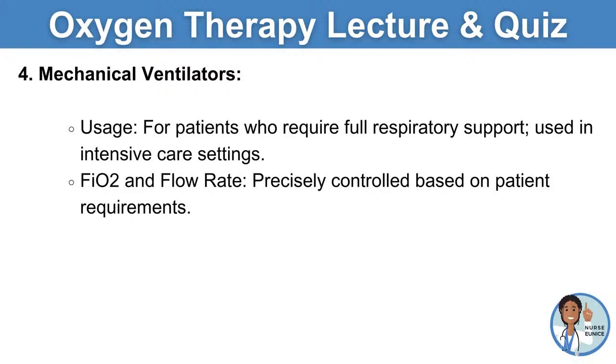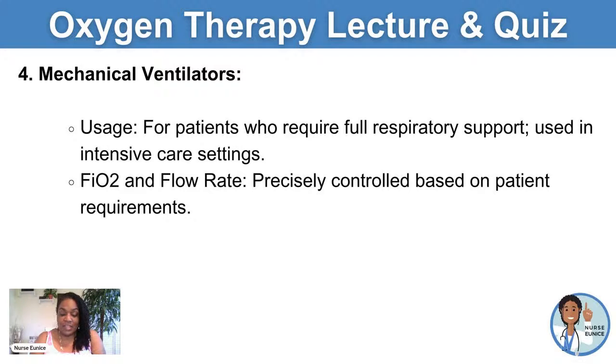For our critical patients, we have mechanical ventilators. These are for patients who require full support, and they're used in intensive care settings. They can also be used in home care settings. If we know that we cannot wean a patient off of the vent, then they can go home with their vent, but they're usually also going to have an artificial airway, referred to as a tracheostomy. If a person's on a mechanical ventilator, it's of course going to be supervised by a doctor, and it's going to provide precisely controlled therapy based on the patient's requirements.